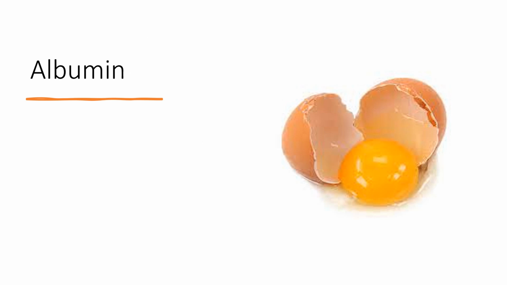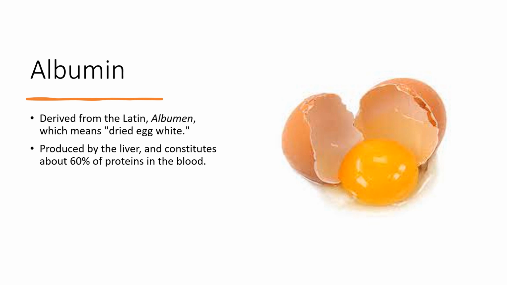We also measure albumin on a monthly basis in our dialysis patients. It's derived from the Latin word albumen, which means dry egg white, and so even the Romans knew that eggs were a good source of protein. Albumin is produced by the liver, and it constitutes about 60% of the proteins in the blood, so it's a predominant protein that exists in circulation.